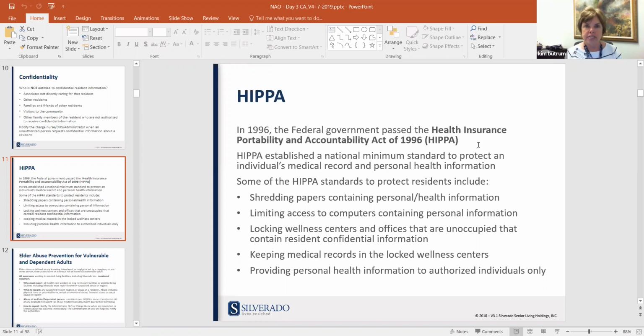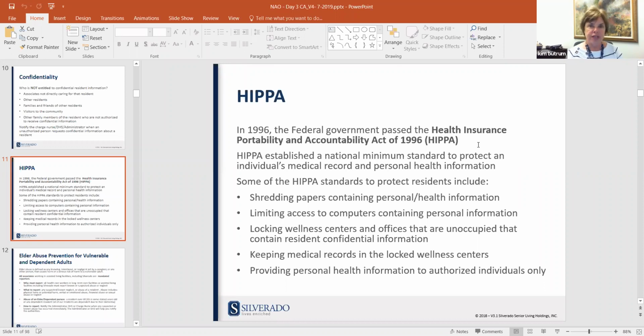We have wellness centers that are locked when there's no one in them. Any office that has any confidential information about a resident should be locked when the associate is not in that office or in the wellness center. And we do keep medical records locked up in the wellness centers. And we only provide personal health information to authorized individuals.